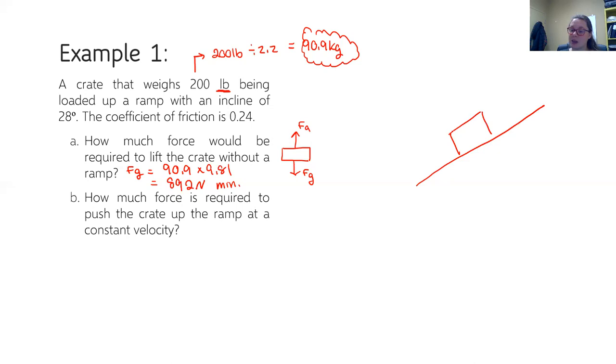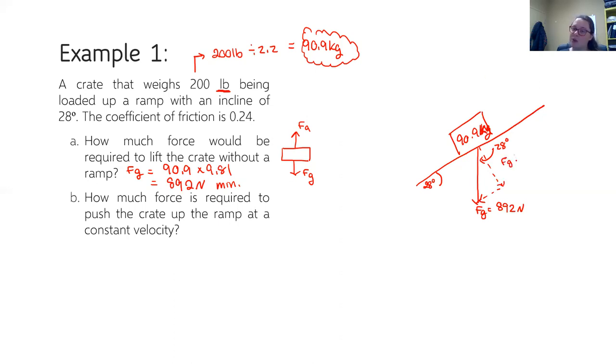So here's my box on the ramp. It's 90.9 kgs. Whoops, not newtons, kgs. All right, force of gravity, we calculated as 892 newtons. We know that. And we know we're going to have to break it into components because this angle is equal to 28 degrees. So we know the angle in here is 28 degrees as well. I need to know how much gravity is pulling this down the ramp. I'm also going to need to know how much gravity is holding it on the ramp.